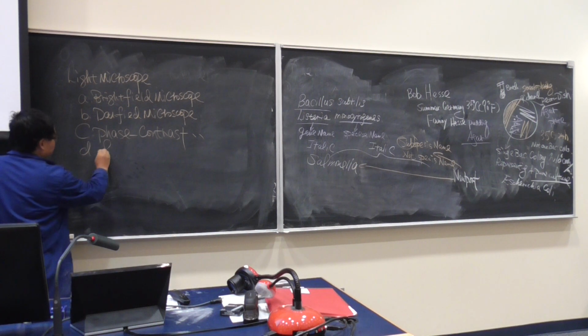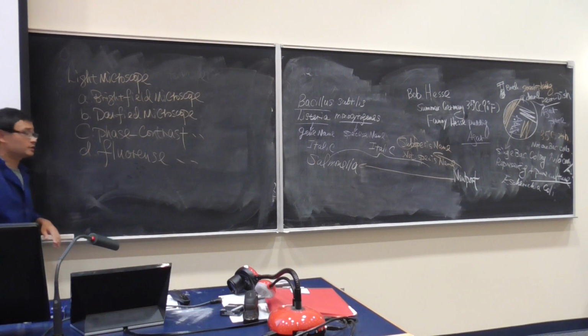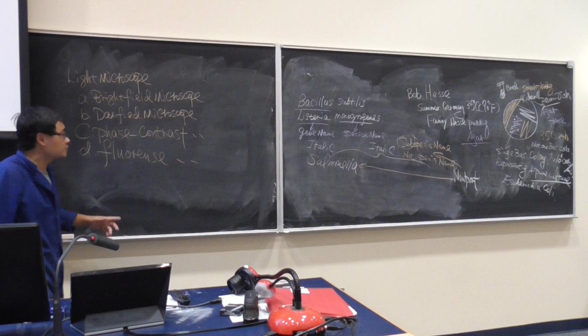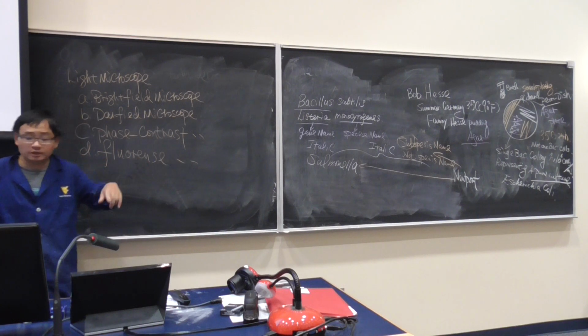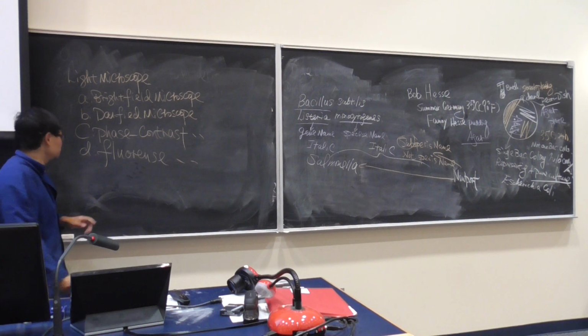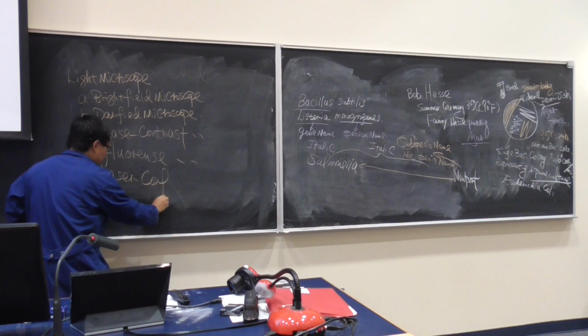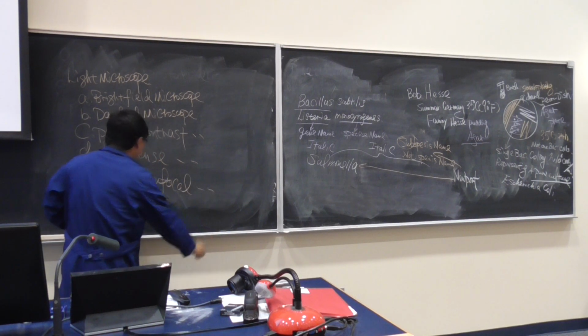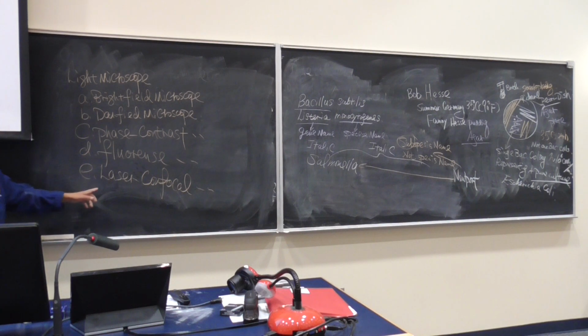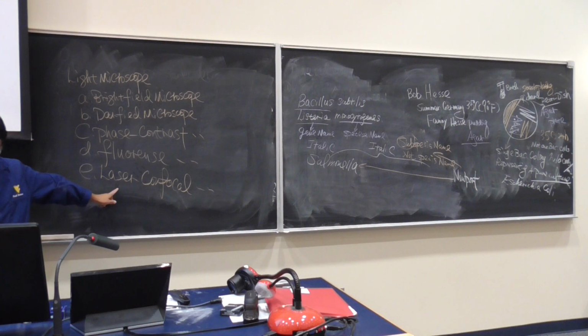The next one is the fluorescence microscope. It uses a different energy source. It's still light, but not general light. It's blue light or UV light. The last one is the laser confocal microscope. The laser is still light, but a special light, and with this one you could do 3D images. Okay, so these are the basic introductions.